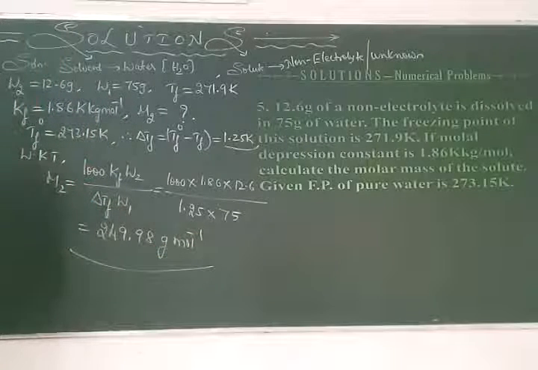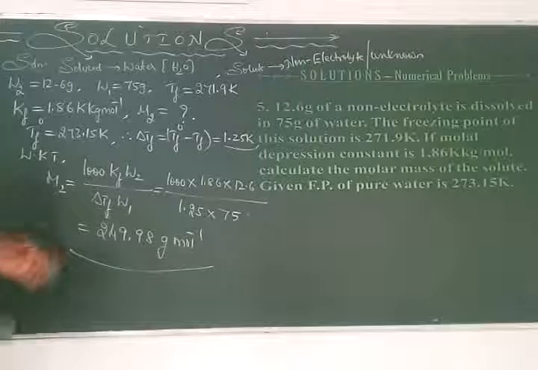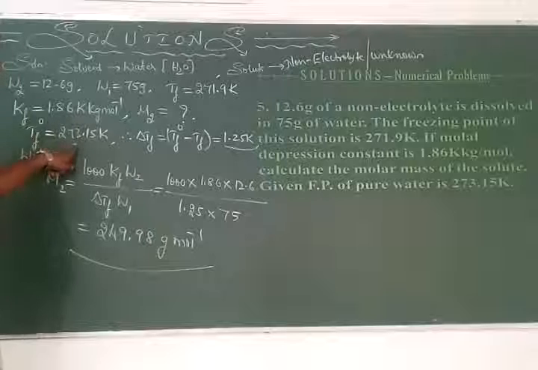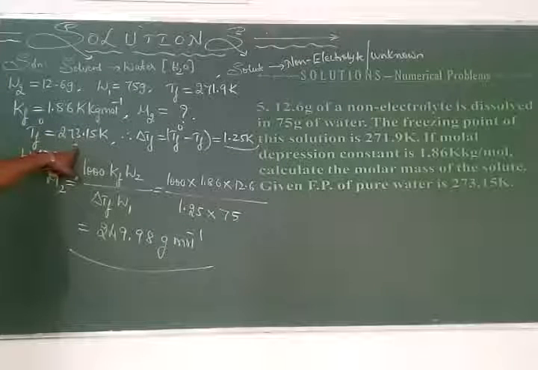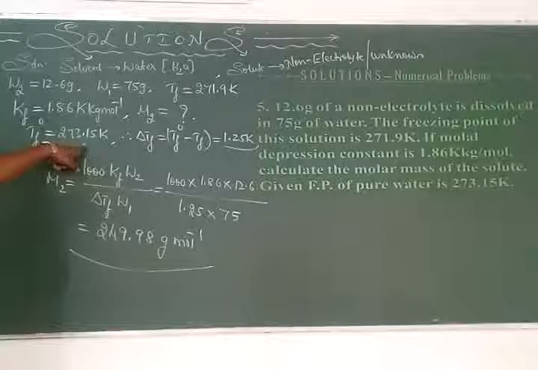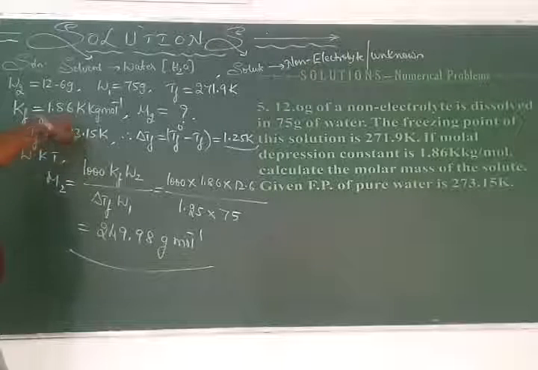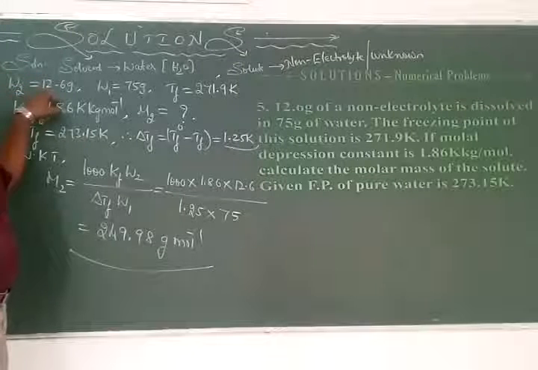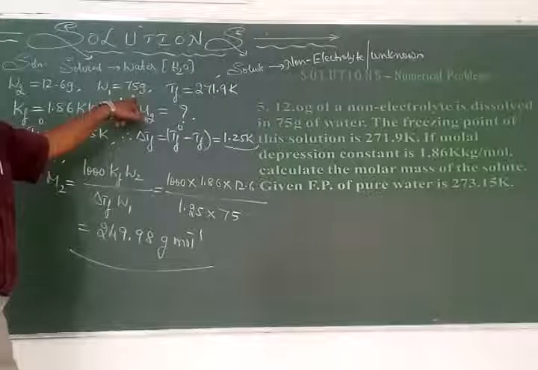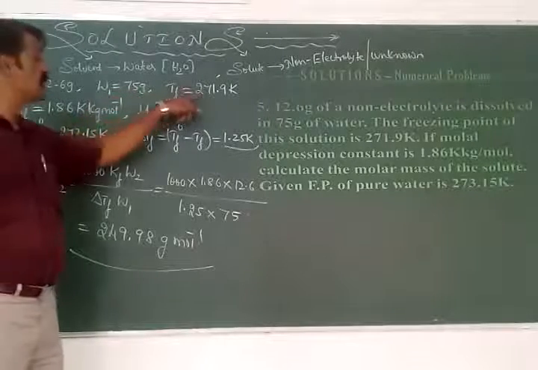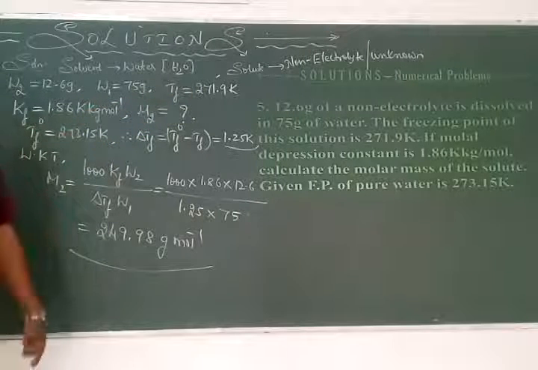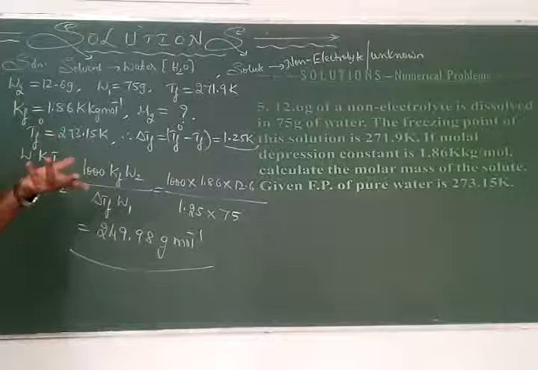Again the same thing. Instead of boiling point, he has mentioned the freezing point. Here, the freezing point of the pure water that is a solvent is going to be 273.15. Usually 0 degrees Celsius, we are calling that as 273 Kelvin. It is exactly given as 273.15 in terms of Kelvin. Then, by adding 12.6 grams of a non-electrolyte solute into 75 grams of pure solvent, that is water, the freezing point of that solution decreases from 273.15 to 271.9 in terms of Kelvin.